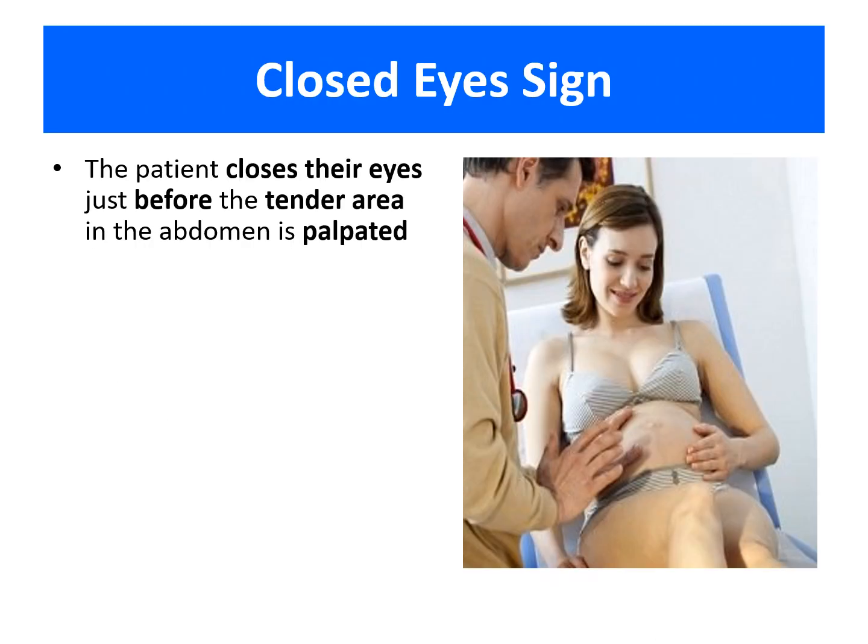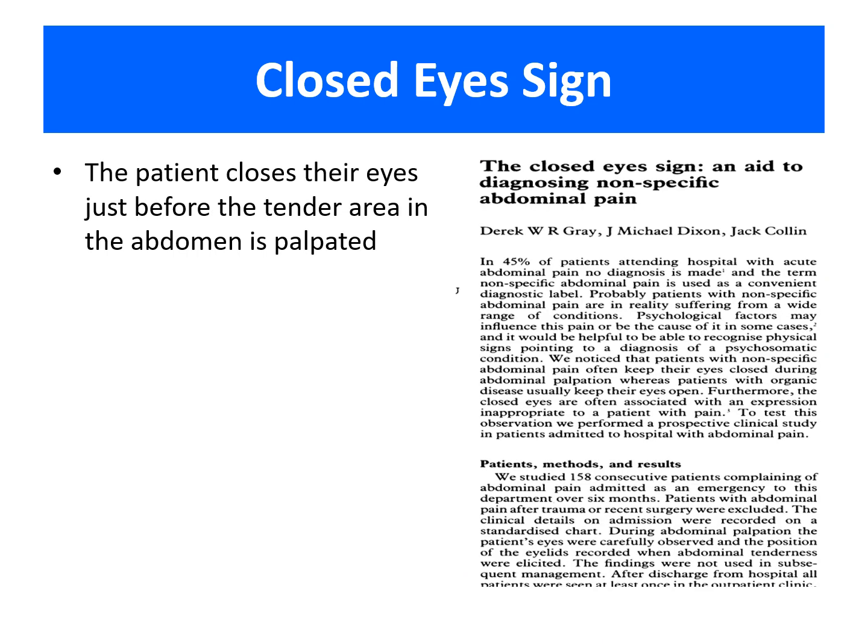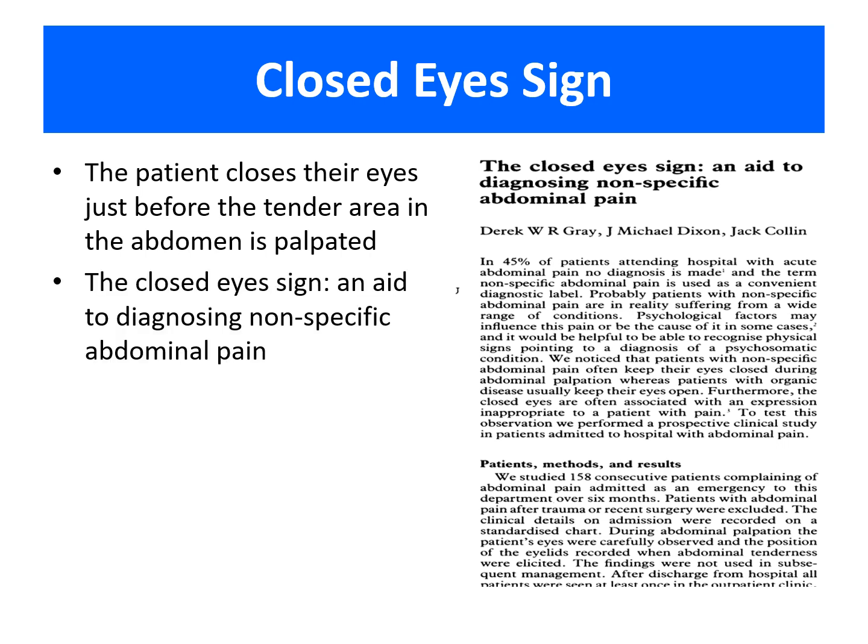The next sign we talked about was the closed eyes sign. The patient closes their eyes just before the tender area in the abdomen is palpated. This is the paper written up in the British Medical Journal in the 1970s. The paper was entitled Closed Eyes: Silent Aid to Diagnosing Non-Specific Abdominal Pain. Today, we don't use the word non-specific abdominal pain. We can use the word functional abdominal pain, or we can use the word psychogenic abdominal pain.